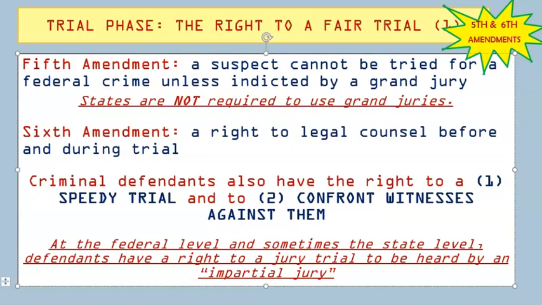So at the federal level and sometimes at the state level, defendants have the right to a jury trial to be heard by an impartial jury. So impartial juries, people who don't really have a bias in the case. Sometimes you have attorneys who will actually change venue or location because they don't believe they can find an impartial jury. They think that everyone knows about the case, and that becomes problematic for their client getting a fair trial.